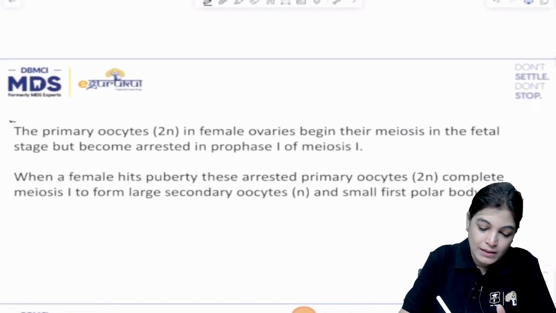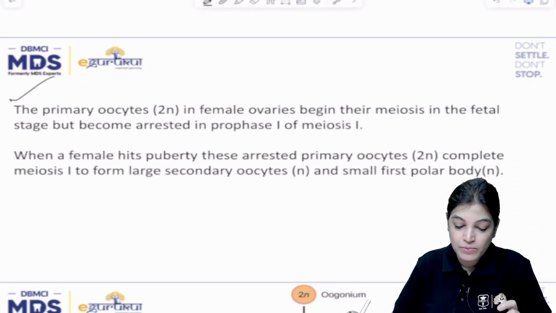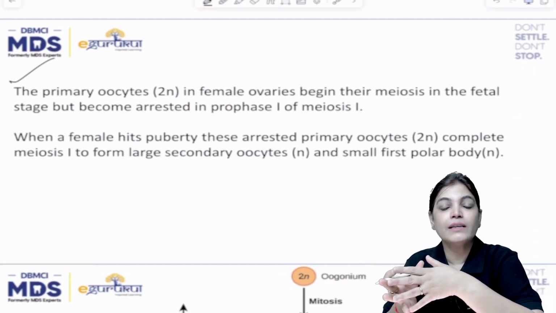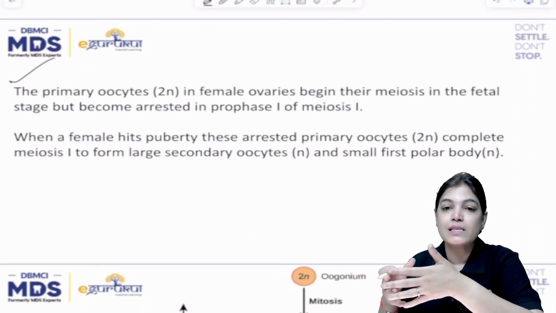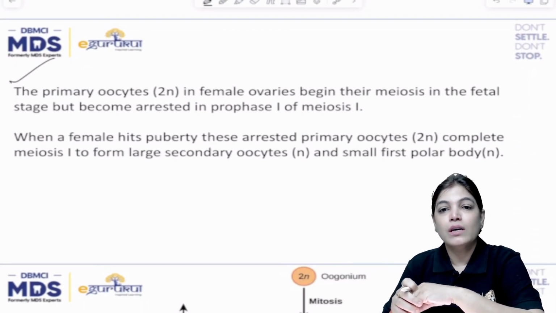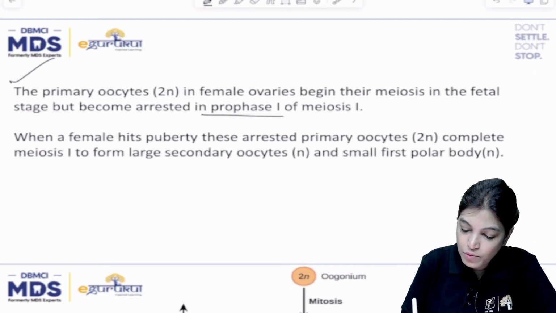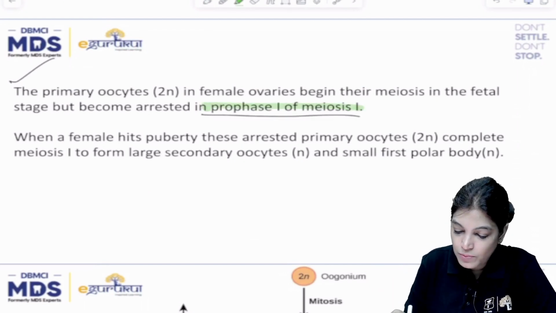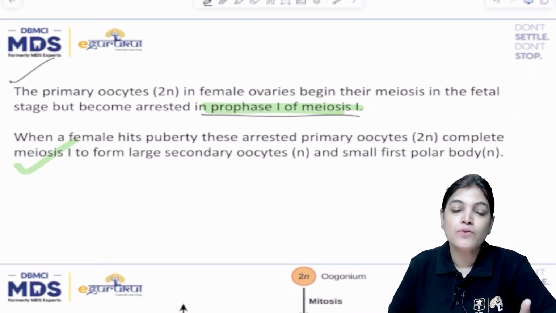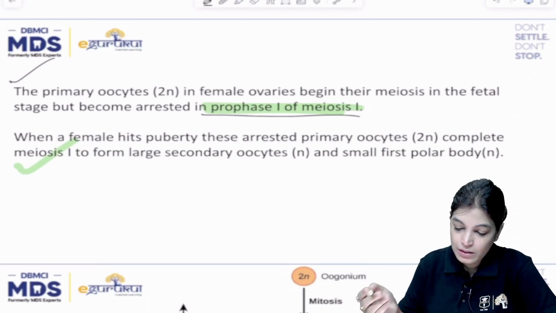If we talk about primary oocytes, when does it actually begin meiosis? As we have already discussed in the embryology part, the process of oogenesis started quite before birth in the case of females. But if I talk about meiosis in the fetal stage, it is arrested in meiosis 1, prophase 1. Which stage? In the prophase 1 of meiosis it is arrested. When the female reaches puberty, the process of oogenesis started.